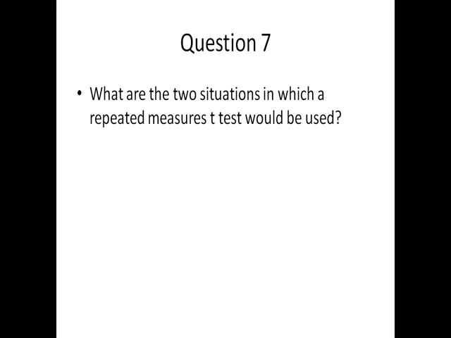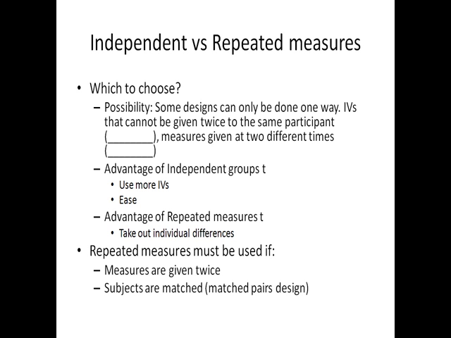And the last question is, I want to review again, what are the 2 circumstances in which a repeated measures t-test would be used. So, a repeated measures t-test would be used in two circumstances, and you can find that at the bottom of this slide. If measures are given twice, so at time 1 and time 2, the same participants are getting the same measure twice, or if subjects are matched, so a matched pairs design. So it could be the same group getting measures twice, or it could be subjects that are matched to another group of subjects.